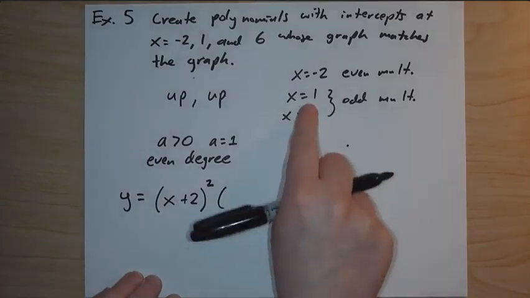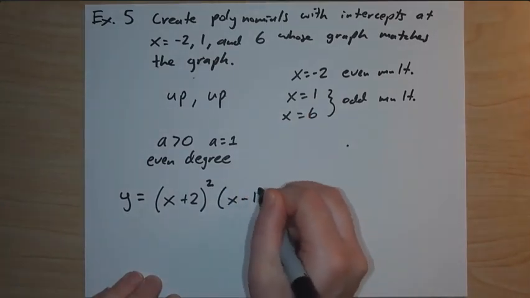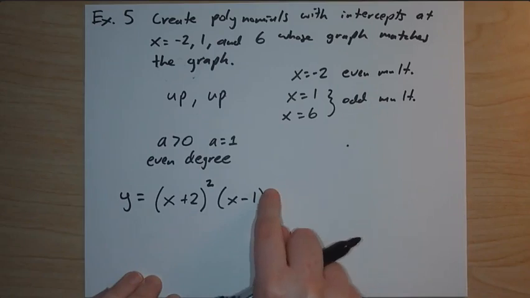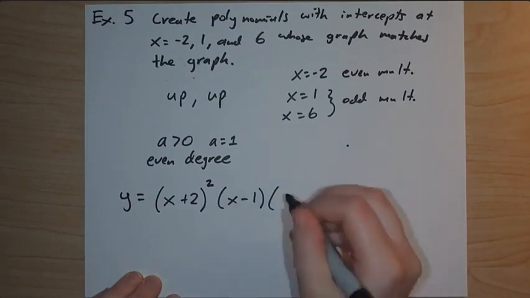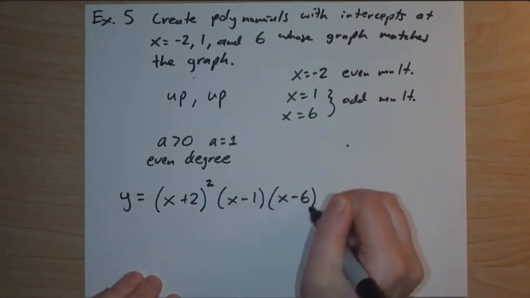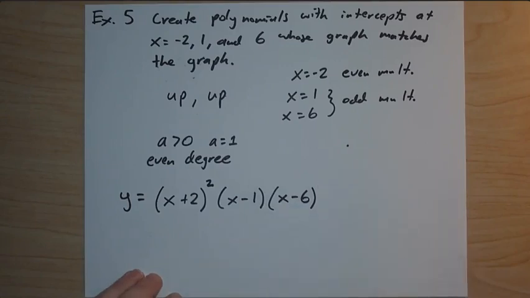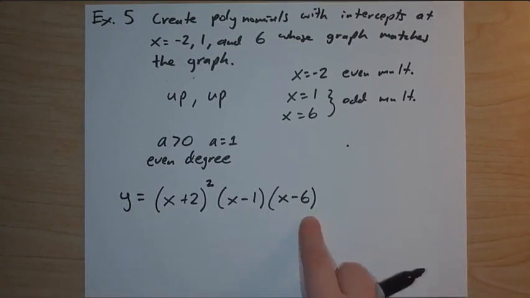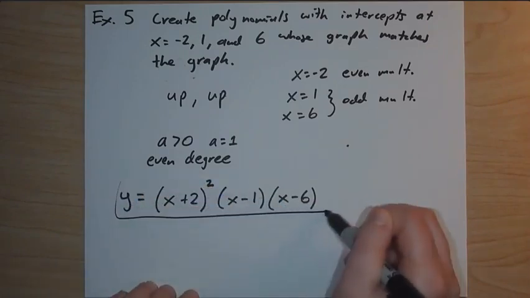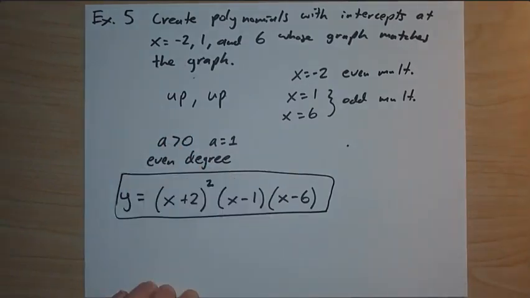And we also have a 0, x is 1, so that's going to be x minus 1. Has an odd multiplicity, so I'm just going to leave it as 1. And we have another 0 at x equals 6, so that's x minus 6, and it also has an odd multiplicity, and I'm going to leave it at 1. So this is one example of a function that would fit that graph. There's others probably that could also fit that graph if there was less information, but from what we have, this is the most basic example of a polynomial that will fit it.